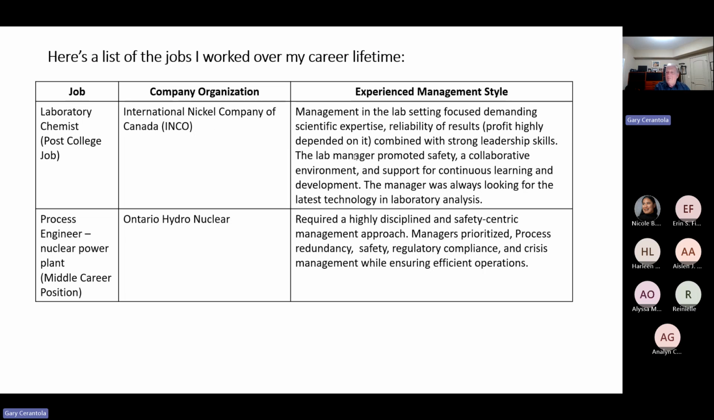I worked in their lab, and that was all about expertise and reliability of results and those kinds of things. And then I worked at Ontario Hydro nuclear, where I was basically a process engineer. And the thing is that the managers set priorities. Their processes had all kinds of redundancy. It was all about safety, a safety-centric management approach.